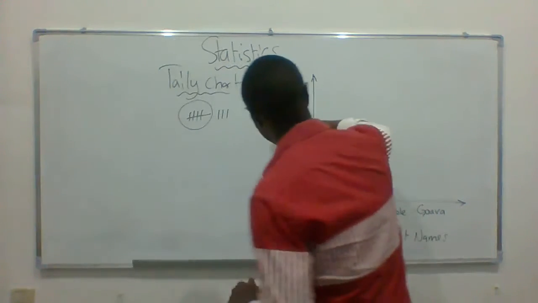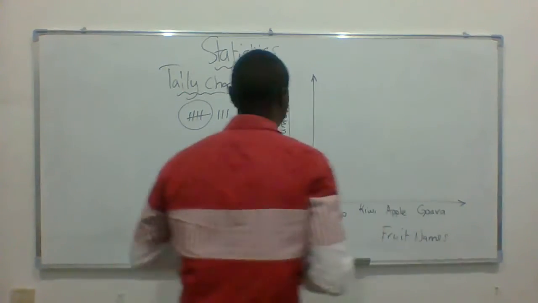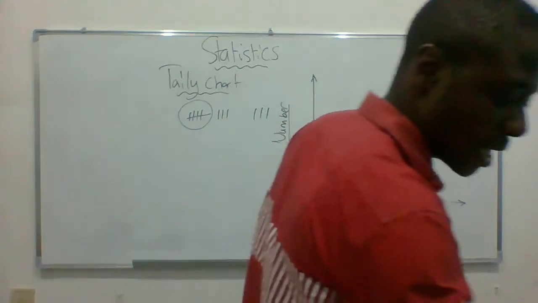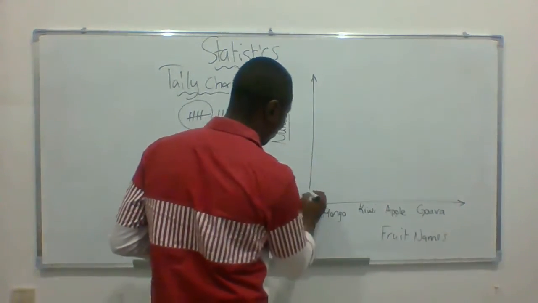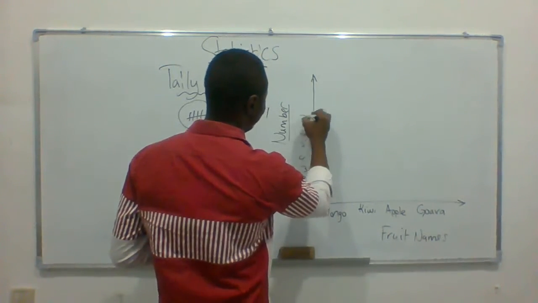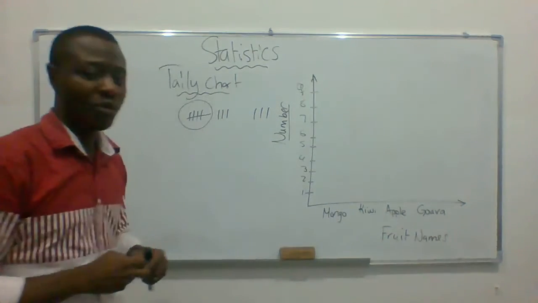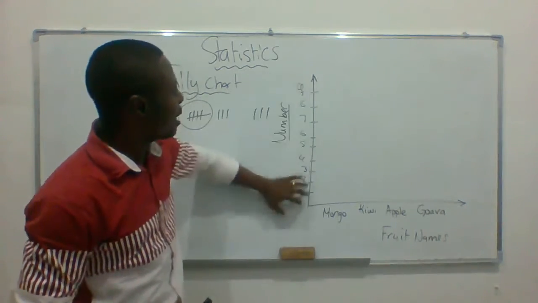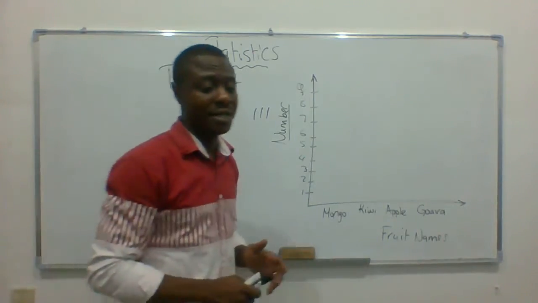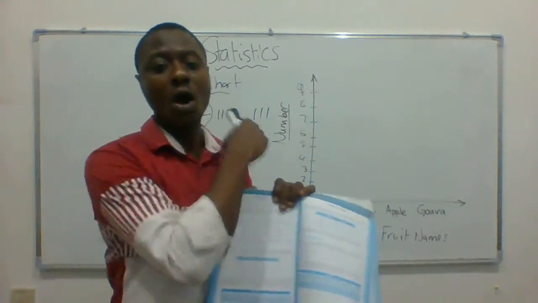Now here I'm going to write the number. What number? It's the number of the fruits. So I can just put normal counts: 1, 2, 3, 4, 5, 6, 7, 8, 9. I can keep going, but 9 is enough for me to solve this problem. Now here I have the number, the amount of the fruits, and here I have the names of the fruits. Now let me represent the data in this tally chart on my bar graph.